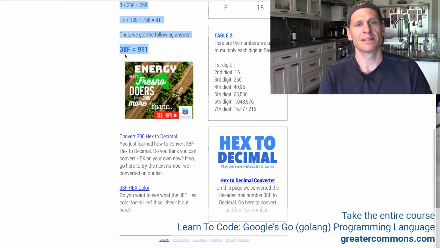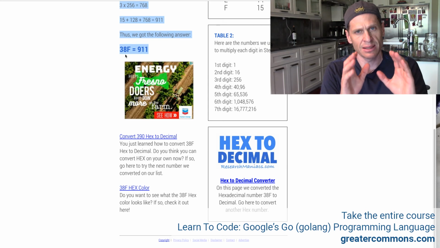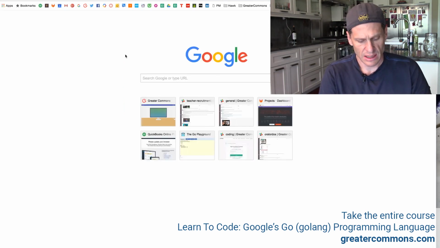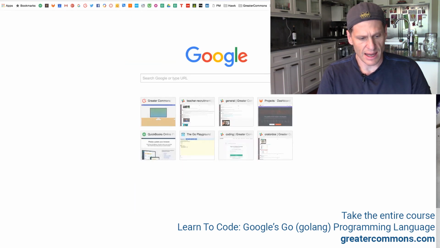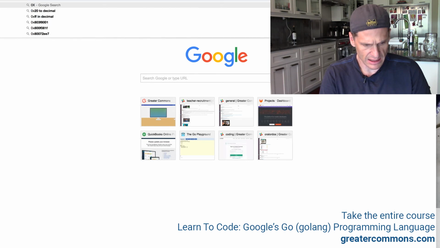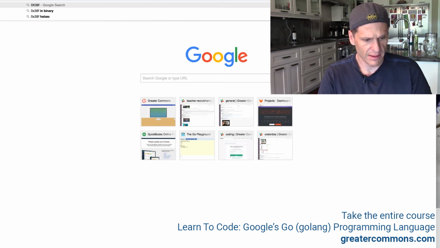I saw that on a license plate. It was actually 0x, which is the notation to say, hey, this is hexadecimal. It was 0x38F. That was on a Porsche 911, which is pretty cool.